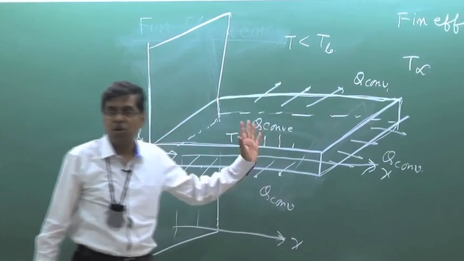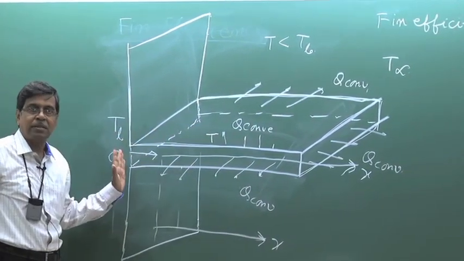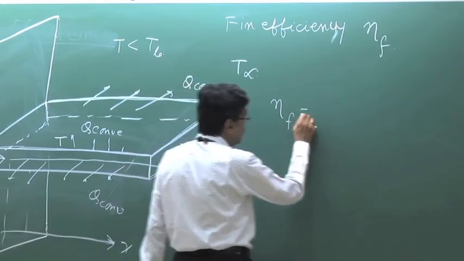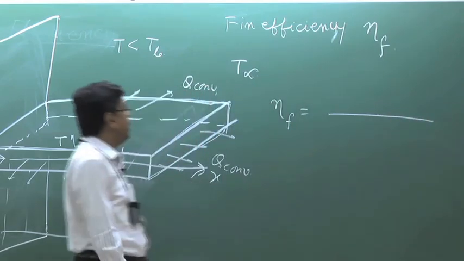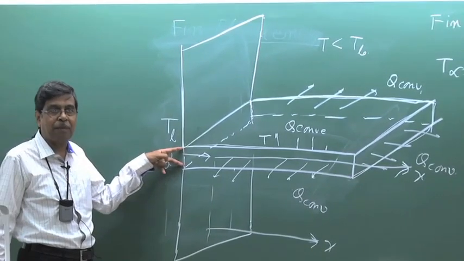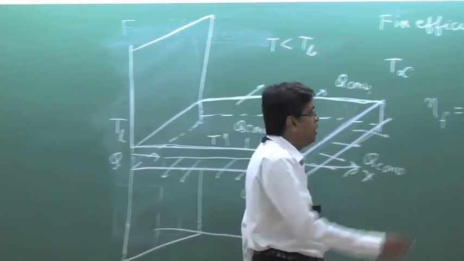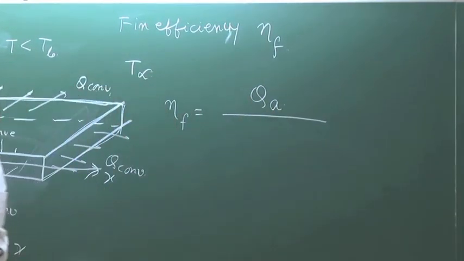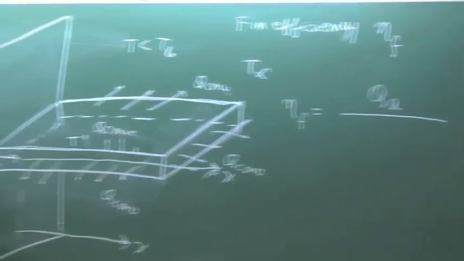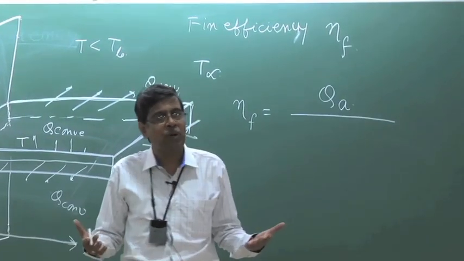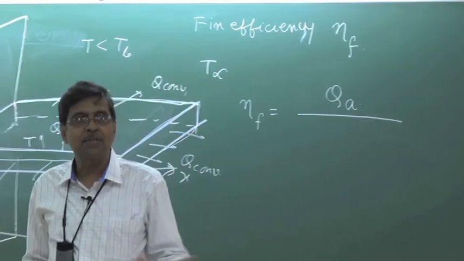Now, with this knowledge in background, how does the fin enhance the heat transfer? The efficiency is defined as the actual heat transferred from the base, that means this portion of the base where the fin is added. Let us write this as Q_A. That is the heat transfer through the base with the attachment of the fin in the actual case. So why am I telling actual case? This is actual.